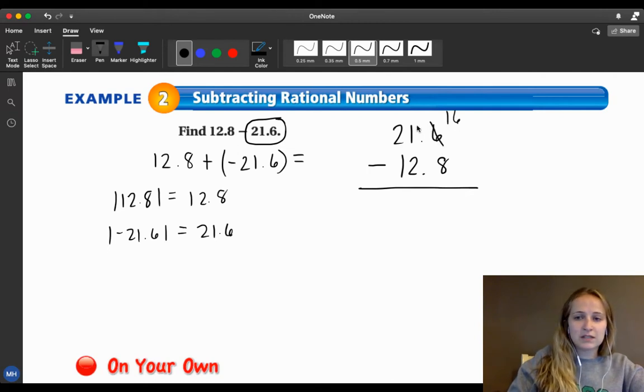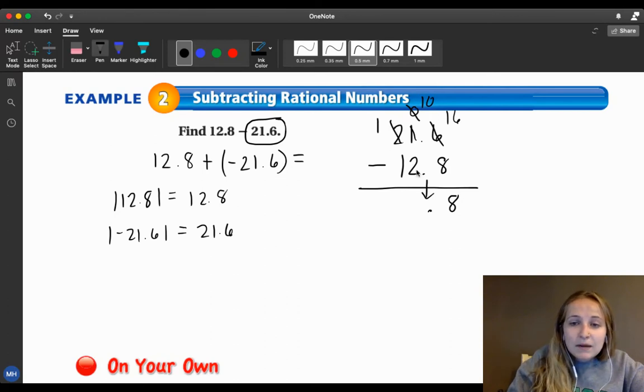So turn this into a 16 and borrow from this 1. 16 minus 8 is 8. Remember, decimal point gets brought down. 0 minus 2, don't have enough, so I need to change this to a 10 and borrow from this 2. 10 minus 2 is 8, and then 1 minus 1 is 0. So our answer is just going to be 8.8.